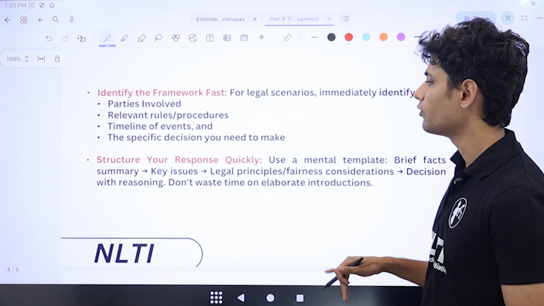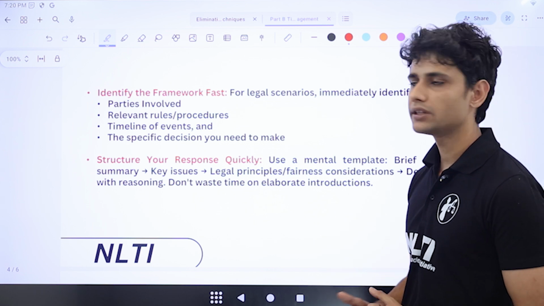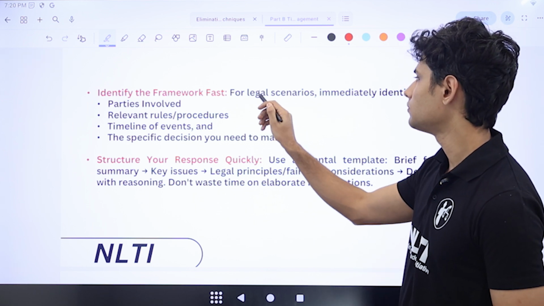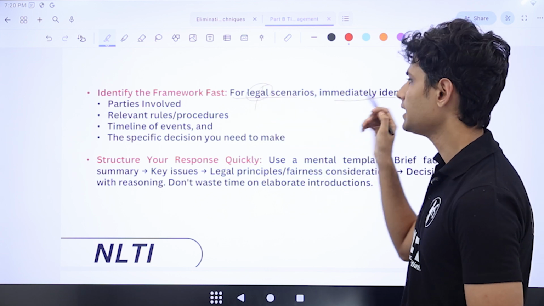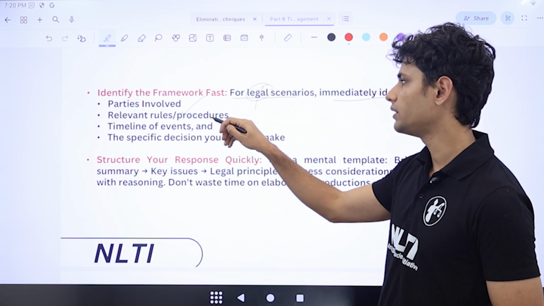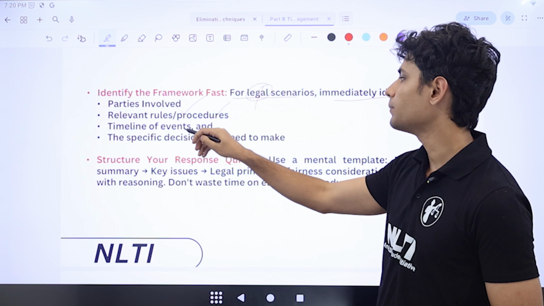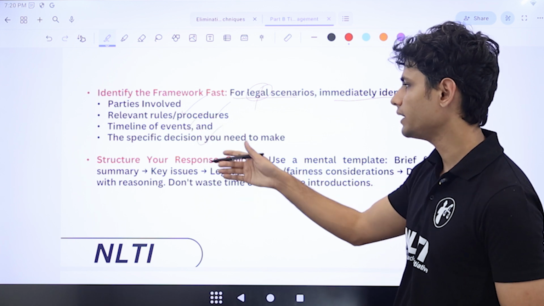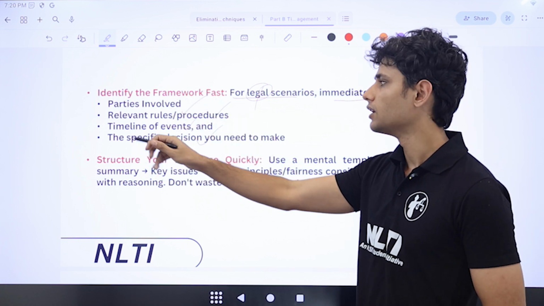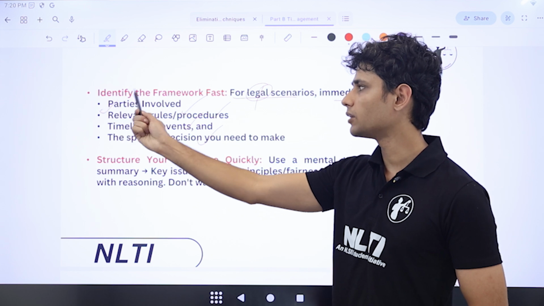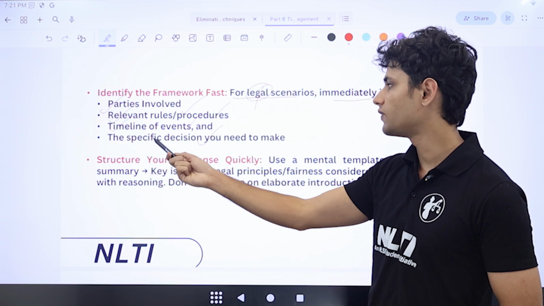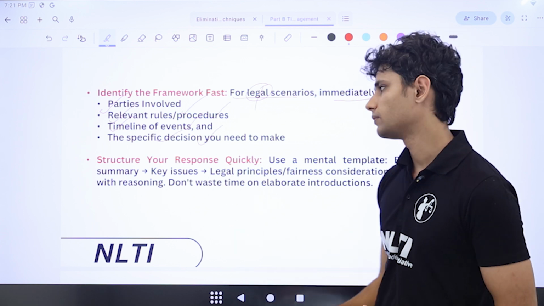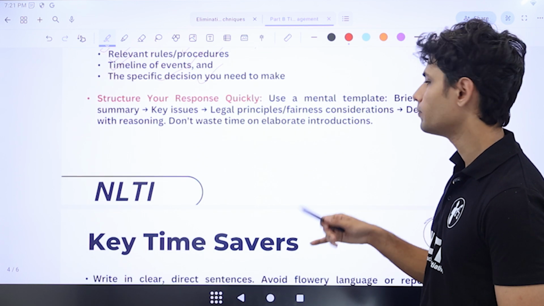Now, this is generally how you quickly go through your question in the part B. For legal scenarios or generally fact scenarios, immediately identify who are the parties involved, relevant rules or issues, timeline of events, and the specific decision you need to make. So this is all part of reading a question. When you're reading a question, you have to identify who are the parties, what are the issues, how have the things unfolded, and what specifically you need to do in that question. Which means that you need to have a mental template.